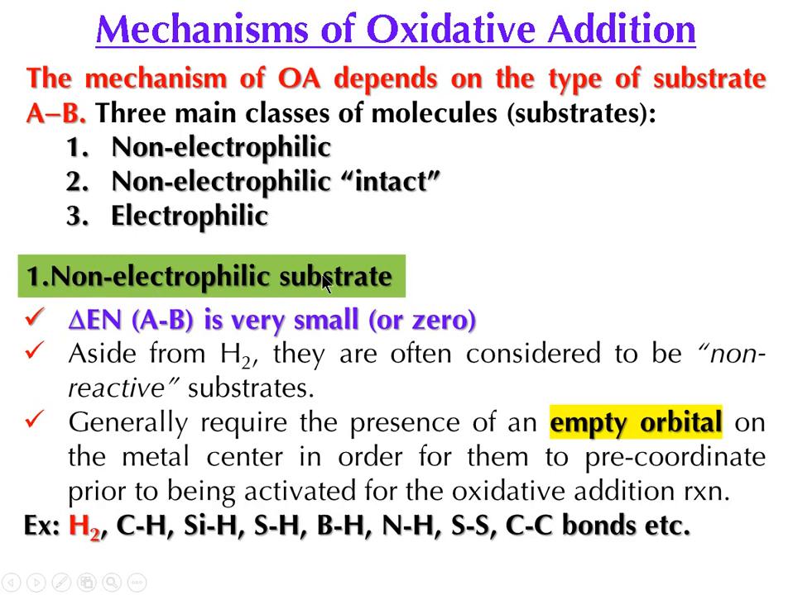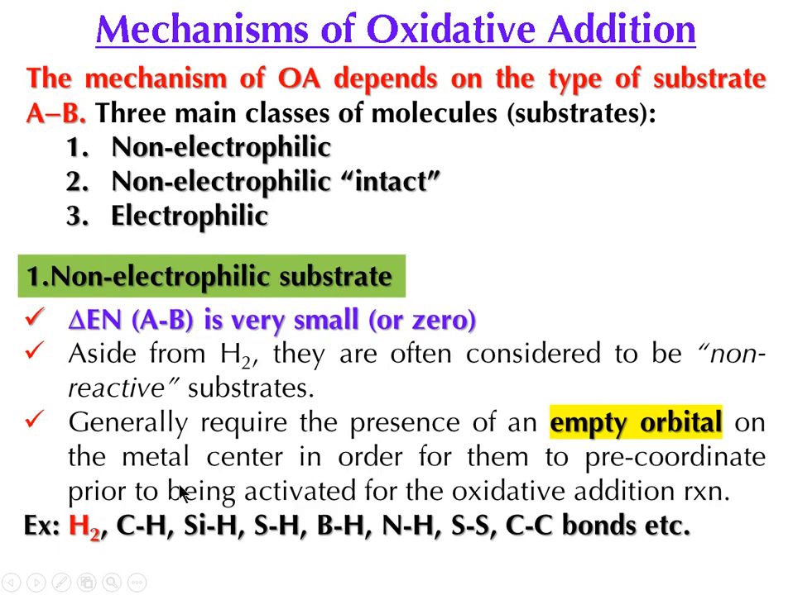What is the meaning of non-electrophilic substrate? The AB molecule is non-electrophilic. That means it does not contain a net delta plus and delta minus charge. So the difference of electronegativity between atoms A and B is very small, or equal to 0 if A is the same type as B.